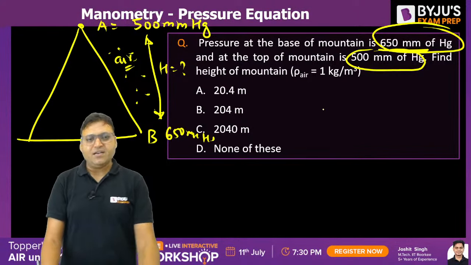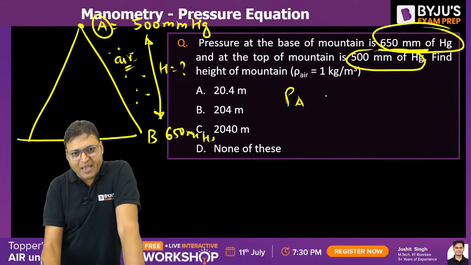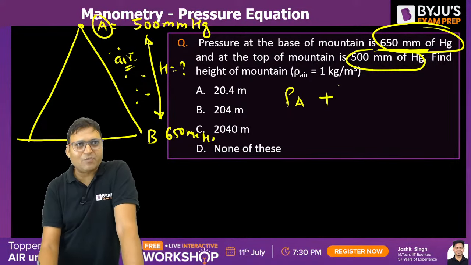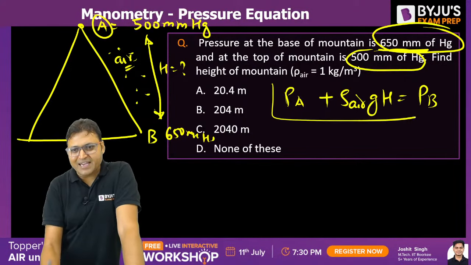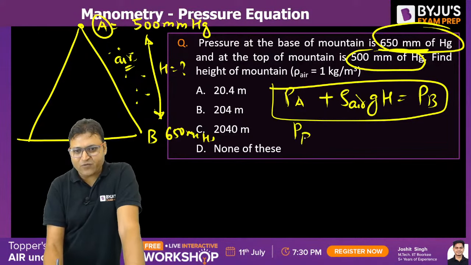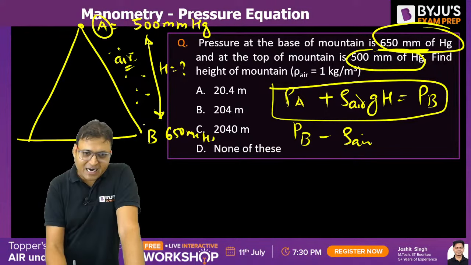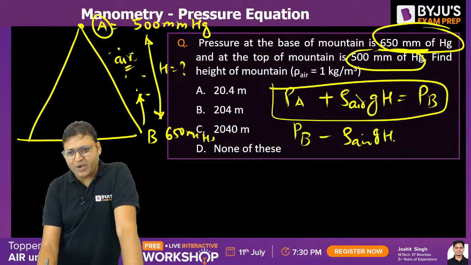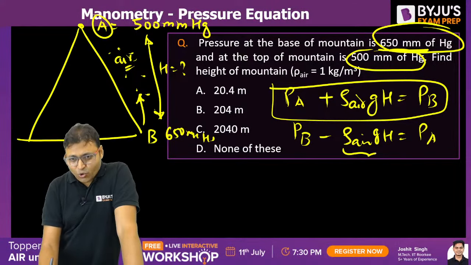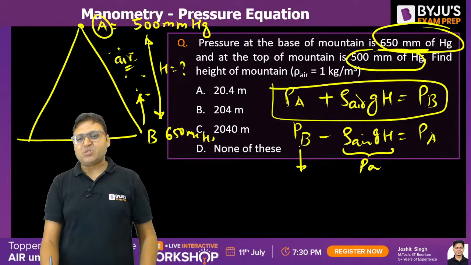The fluid is air. So if we write the pressure equation, if we start from point A, PA, we are traveling in downward direction plus density of air into G into H is equal to PB. Either write this way or you can start from point B, PB minus density of air, if we start from point B and traveling in upward direction, there will be a negative sign, into G into H is equal to PA. So rho GH will give you the pressure in Pascal. So put all the parameters in terms of Pascal.